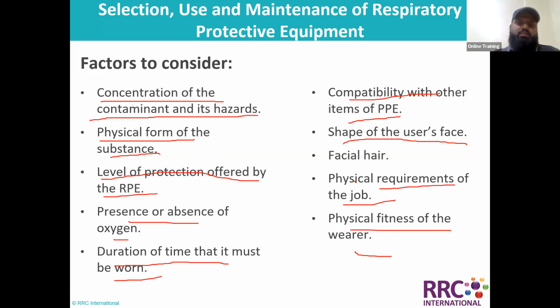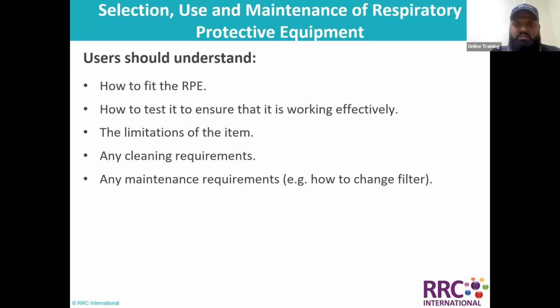select and use breathing apparatuses or respiratory apparatus. And here, when we are going to use it, users should understand how to fit the respiratory protective equipment. By the way, there is a specific training regarding that. Okay, especially how to use it properly, how to fit it on you, and how to perform the fit testing. How to test it to ensure that it is working effectively.